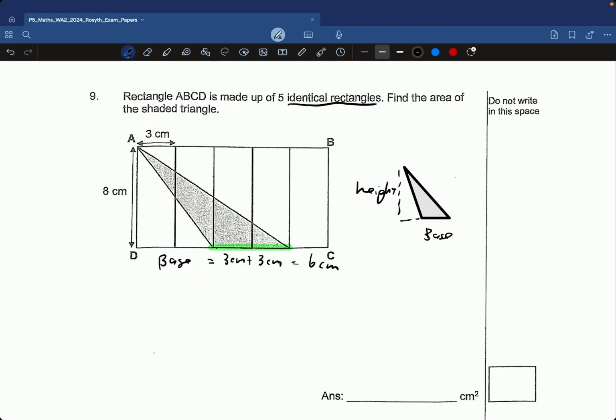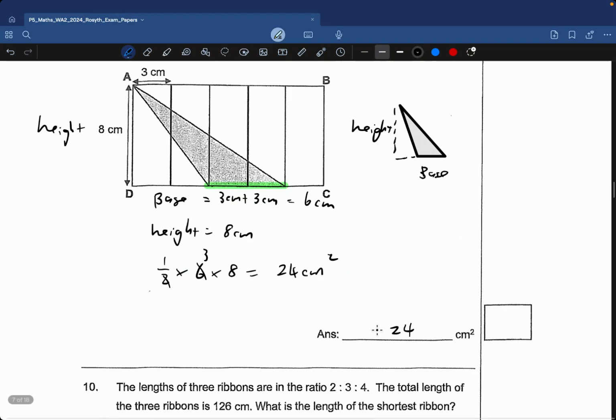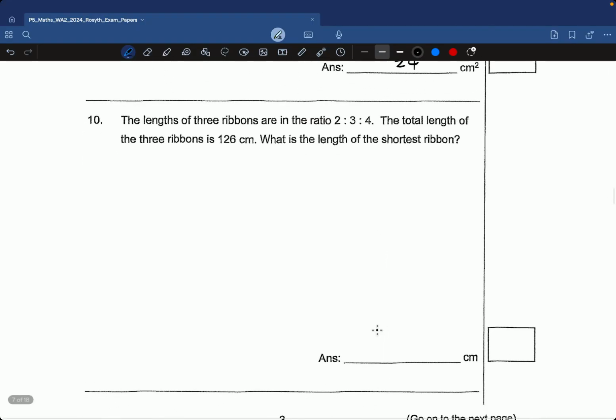Then what about the height? Since we know that the height is the dotted line perpendicular to the base, which is this, the height is actually 8 centimeters. So the area of the triangle is half times base, which is 6, times height, which is 8. Half of 6 is 3, so 3 times 8 is 24 square centimeters. So the answer is 24 square centimeters. Pretty straightforward. Let's move on to question 10.